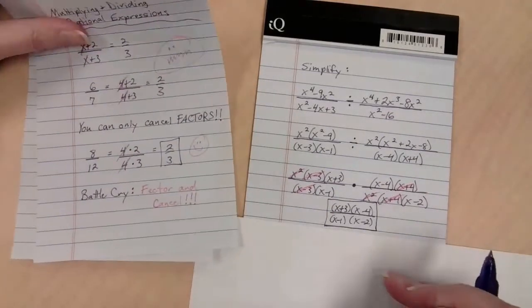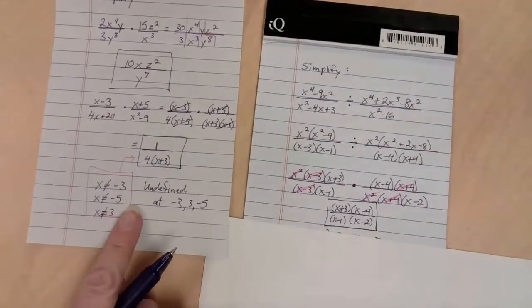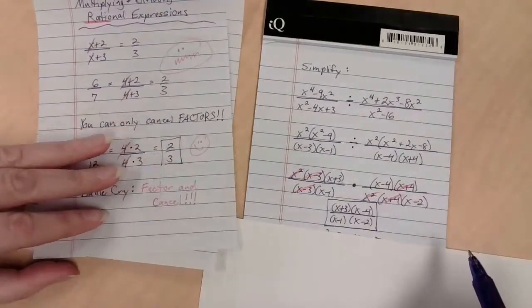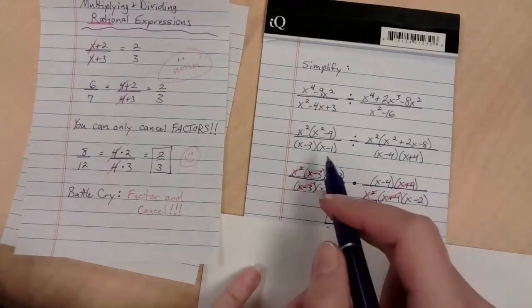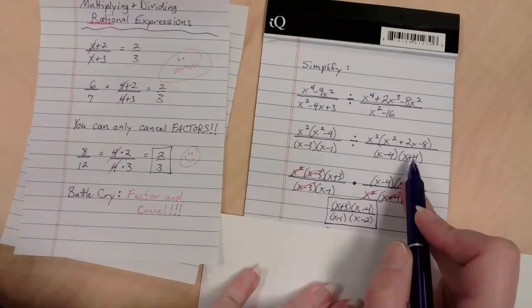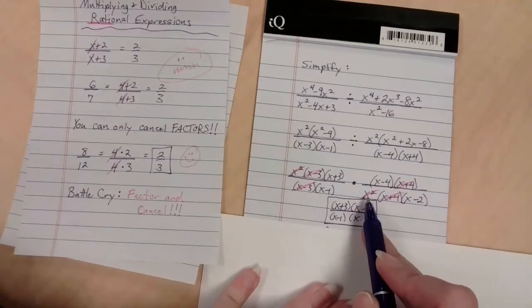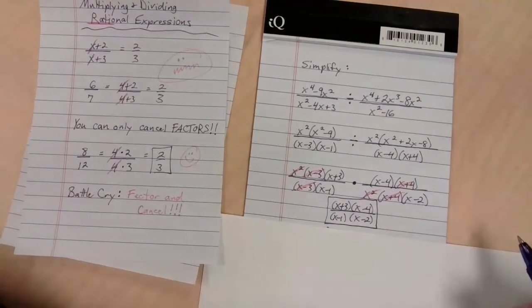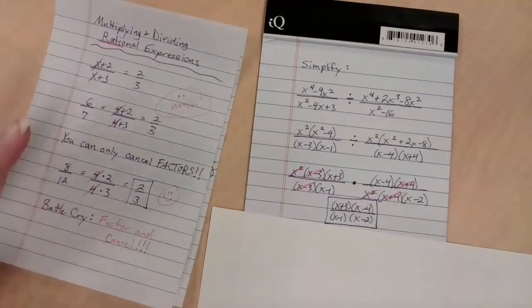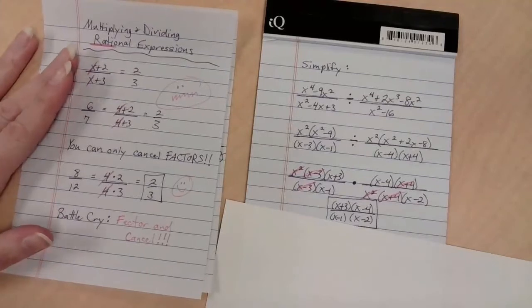Just remembering our conversation about things being undefined, is there any value here that x cannot equal? Well, kind of run your way back through the problem. x can't equal 3, or 1, or 4, or negative 4, or 0, or 2. So there's a lot of places where this one would be undefined. Okie dokie.